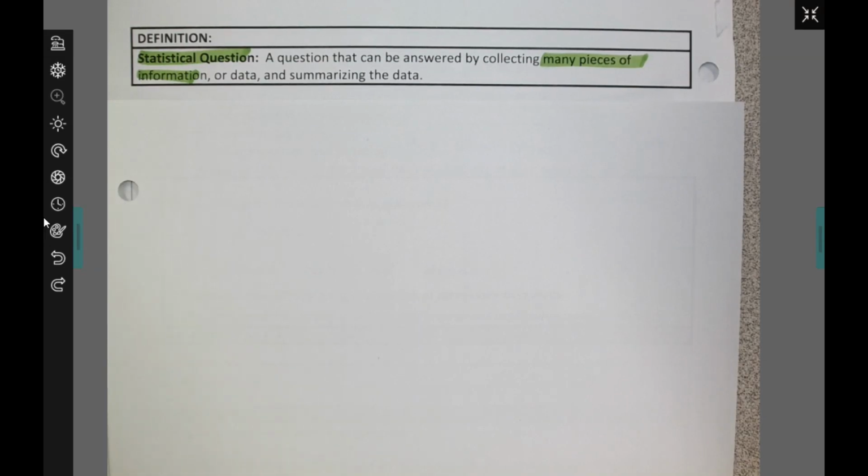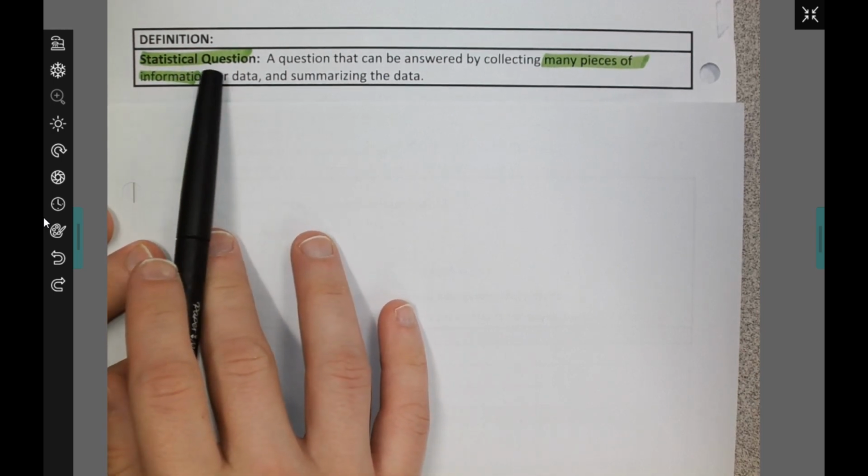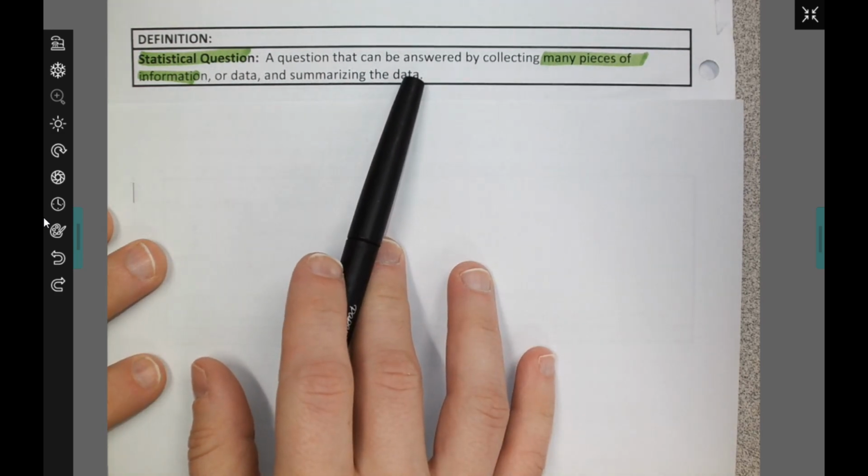Topic 11 deals with statistics and collecting data so we can make conclusions about a population. This topic has a ton of definitions in it, starting off with what a statistical question is. A statistical question is any question that can be answered by collecting many pieces of information or data. So it's something where we actually have to go out and ask people questions.